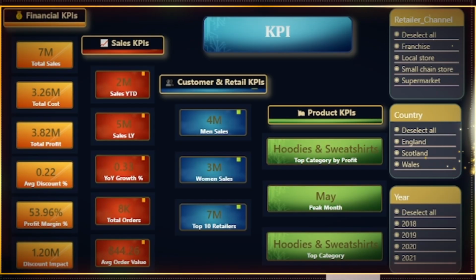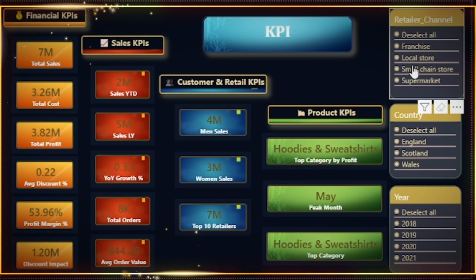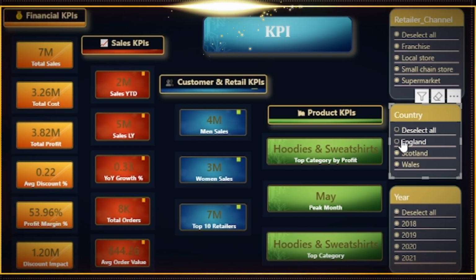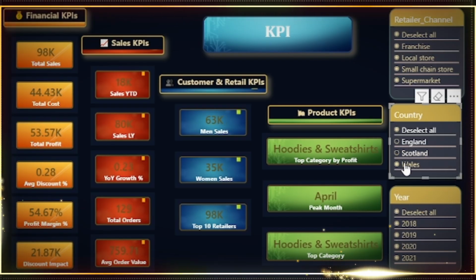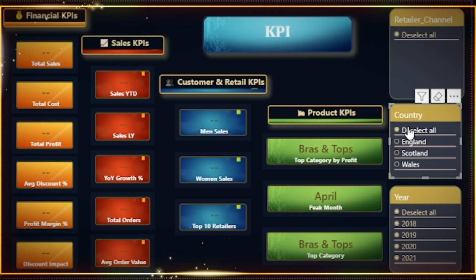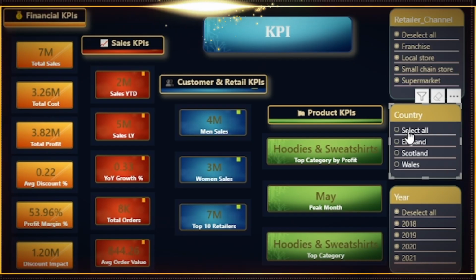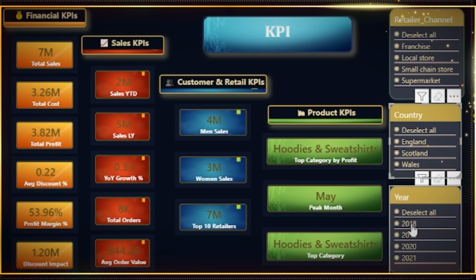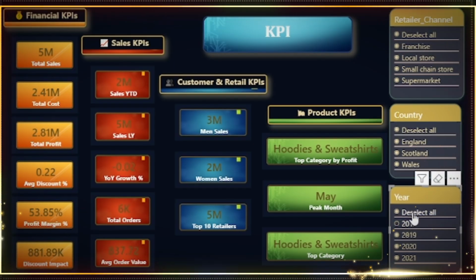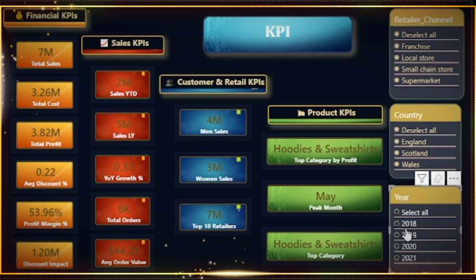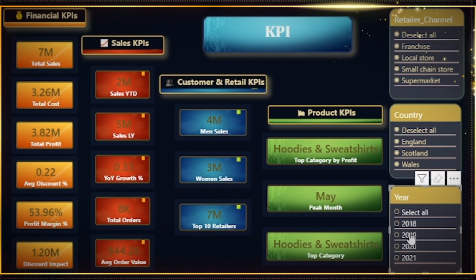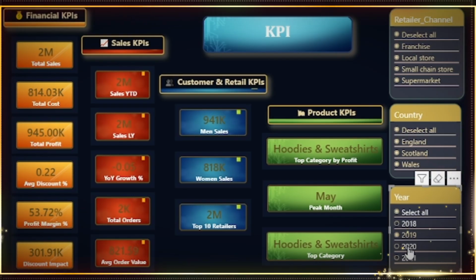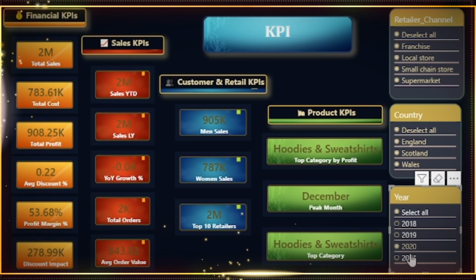Let's start with the numbers that matter most. The business generated £7,084,154 in total sales across 8,391 orders, with a profit margin of 53.96%. That's nearly double the typical retail industry benchmark of 25 to 40%. Total profit came in at £3.82 million. Average order value was £844, which tells us this is a high-value B2B style operation, not a low-ticket consumer store.